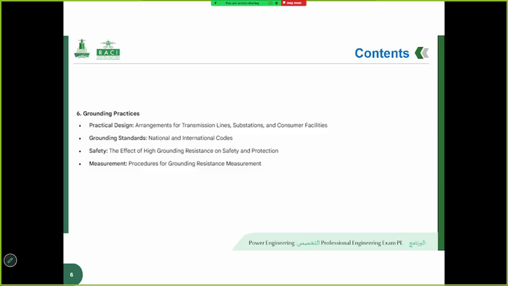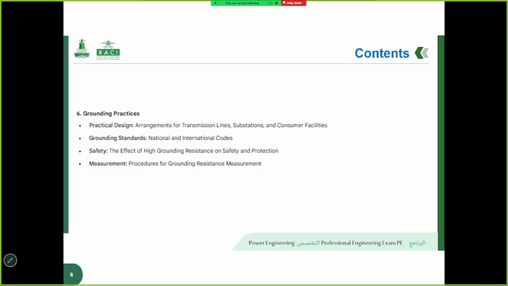Then we have grounding practices. This section is crucial for ensuring the safety and reliability of any power system. We will cover the practical and theoretical aspects of grounding, which is essential for protecting both equipment and personnel. Practical design, I will discuss the various grounding arrangements designed for different parts of the system, including transmission lines, substations, and consumer facilities. We will look at the specific design and considerations for each.